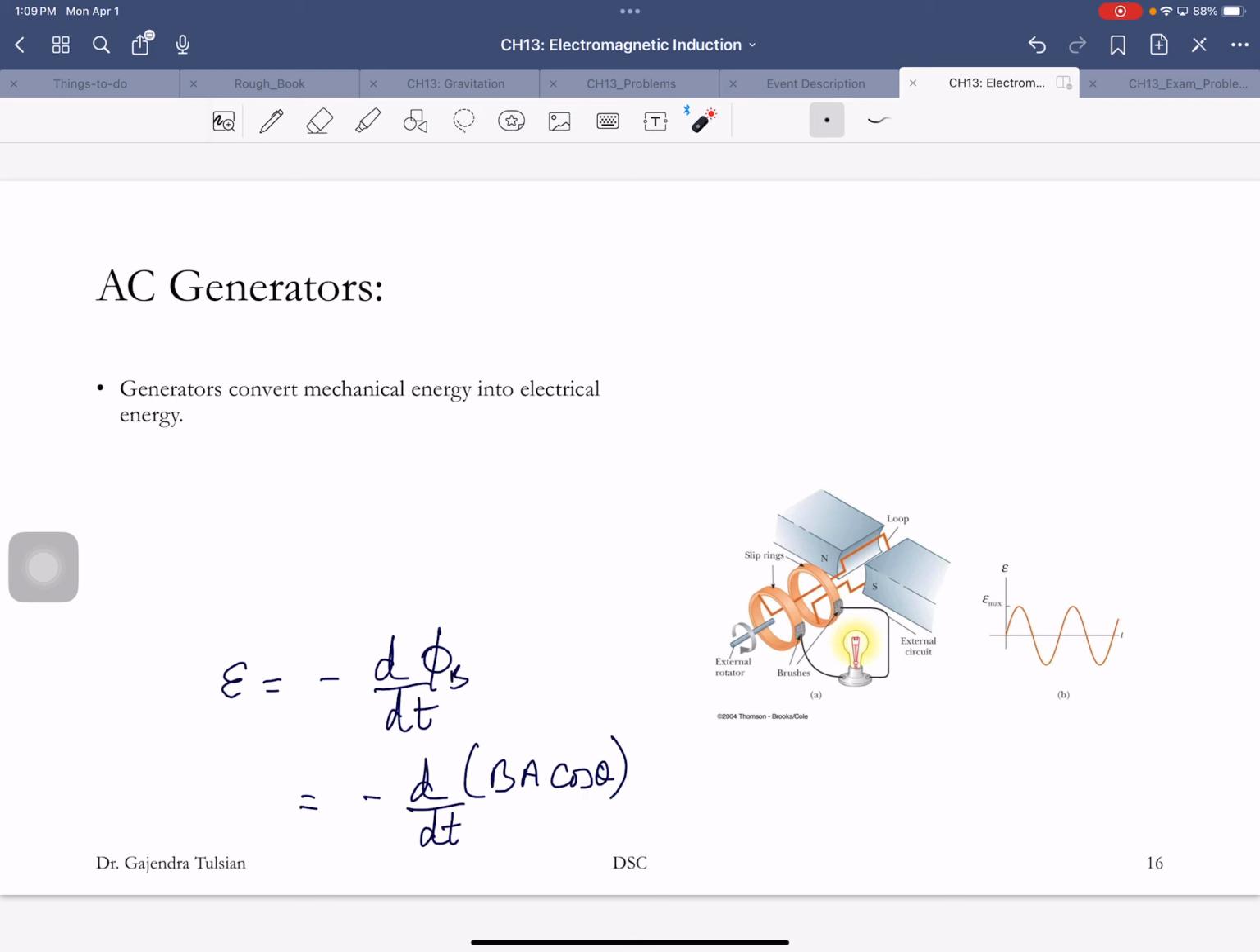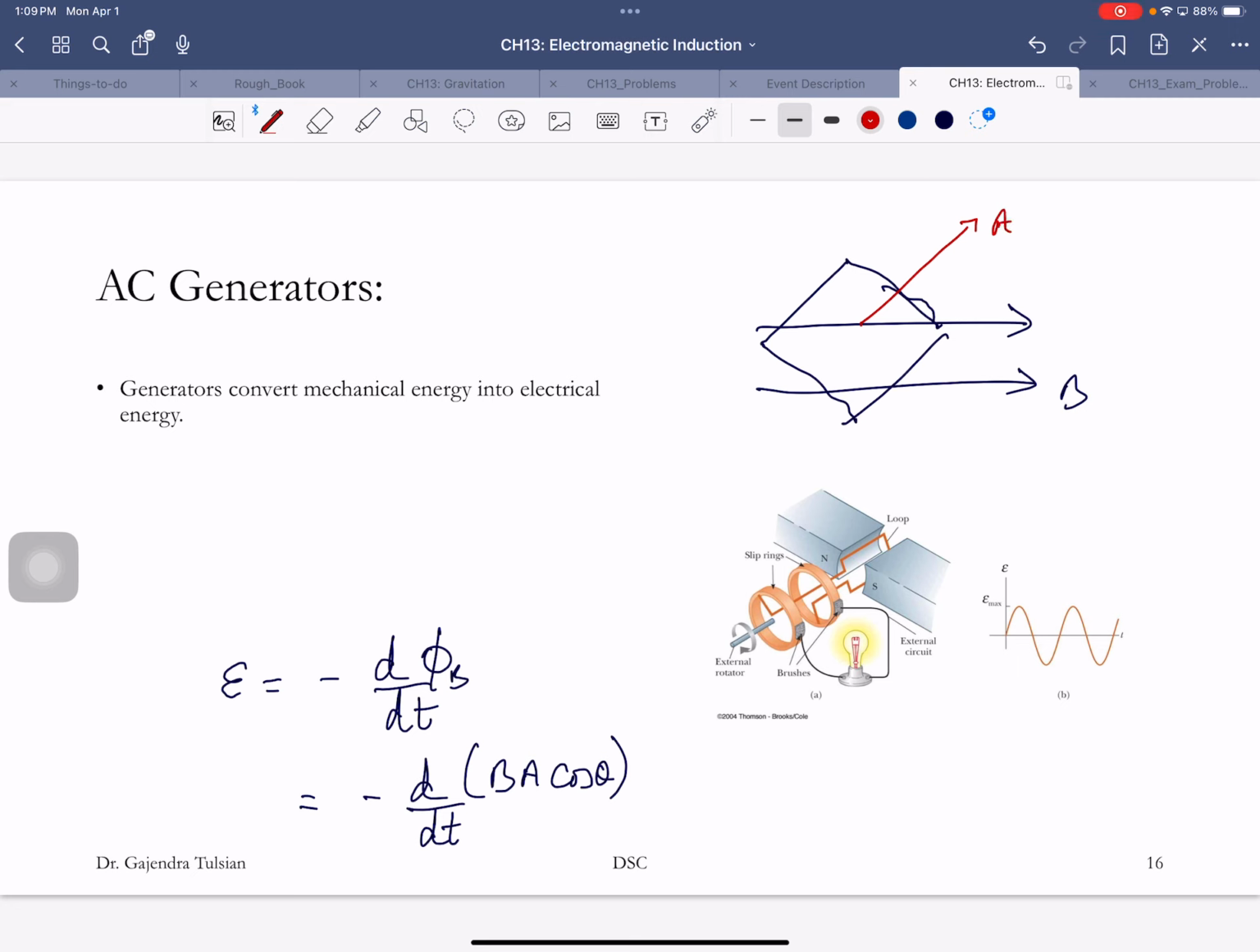So here, in this diagram, I'll draw B. The easiest thing to do is turn this loop of wire and change the angle theta. So make theta a function of time.